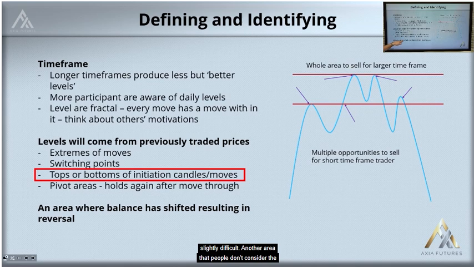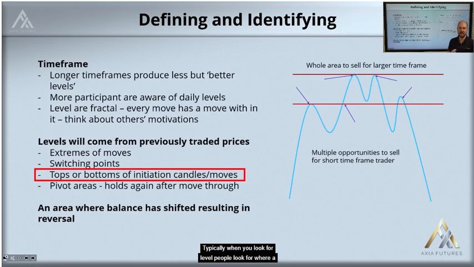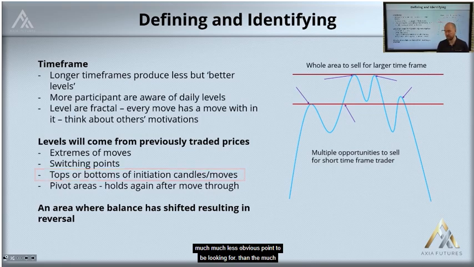Another area that people don't consider, and perhaps the final two are the two that don't get noticed very often. Initiation candles. Again, going on the basis of balance and market shifting from buyers in control to sellers in control, initiation candles are the start of these moves. Typically, when you look for a level, people look for where a direction has ended and turned, rather than looking at where a direction has begun from. And that's what I mean by an initiation candle. So we'll go and look at those, the sort of extreme movement that you see or change in the way the market's trading. Those points where buyers or sellers take control often will then produce a support or resistance. And it's a much, much less obvious point to be looking for than the much more obvious extreme of move.